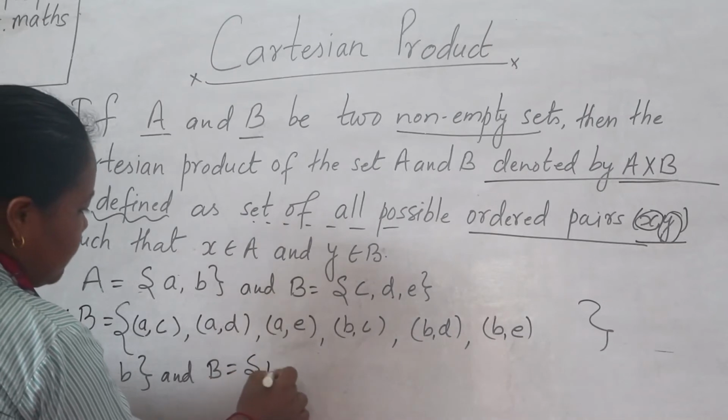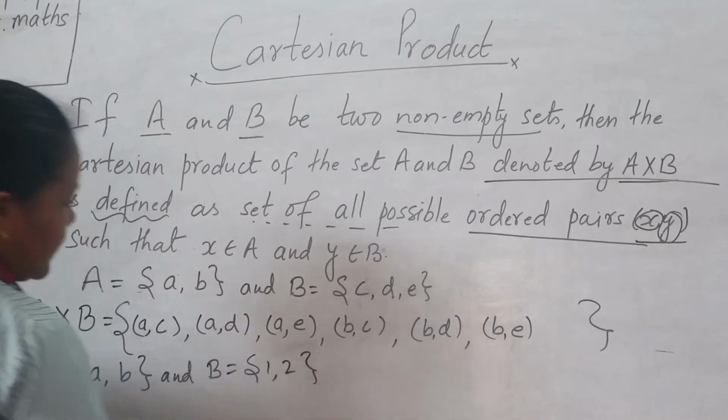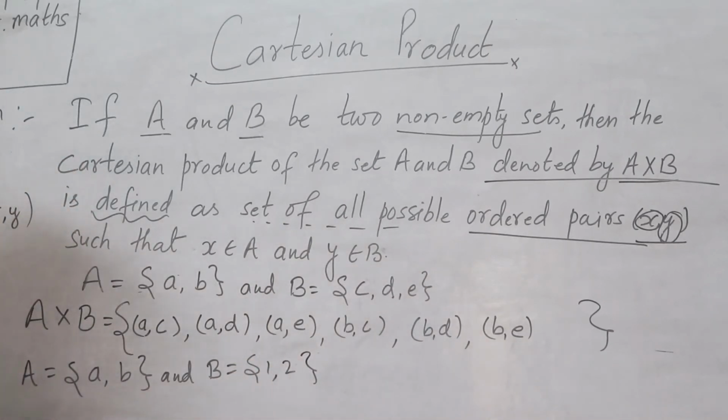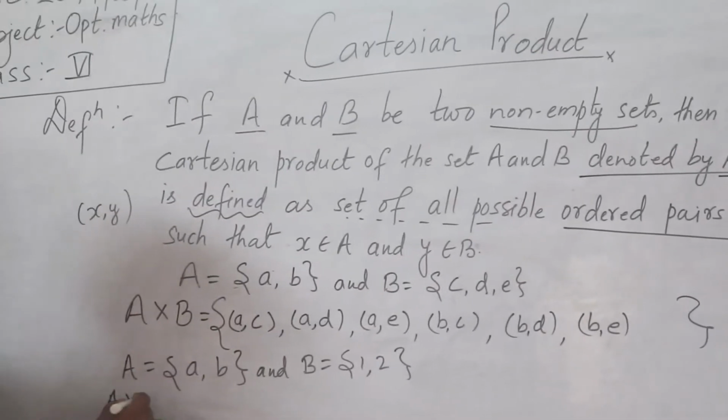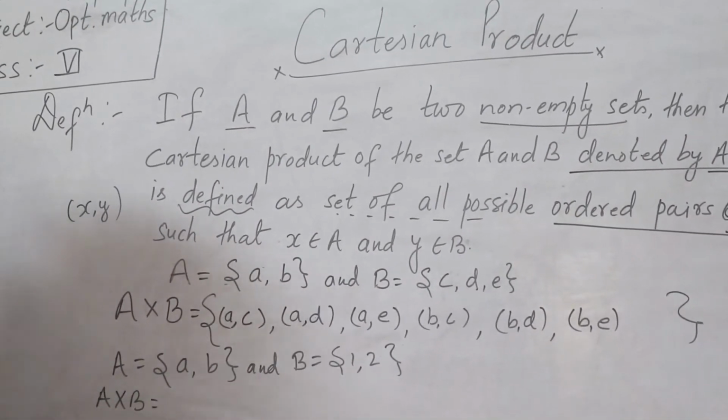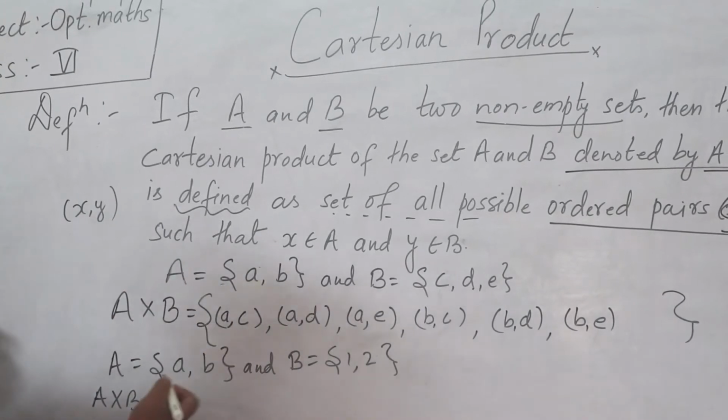Let's take A equals A, B, and the next set B, let's take 1, 2. And what is the Cartesian product of A and B? That is, A cross B, what will it be?